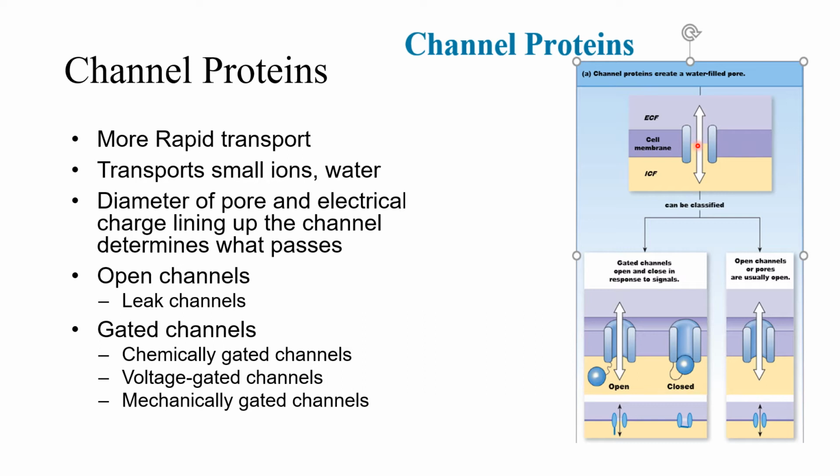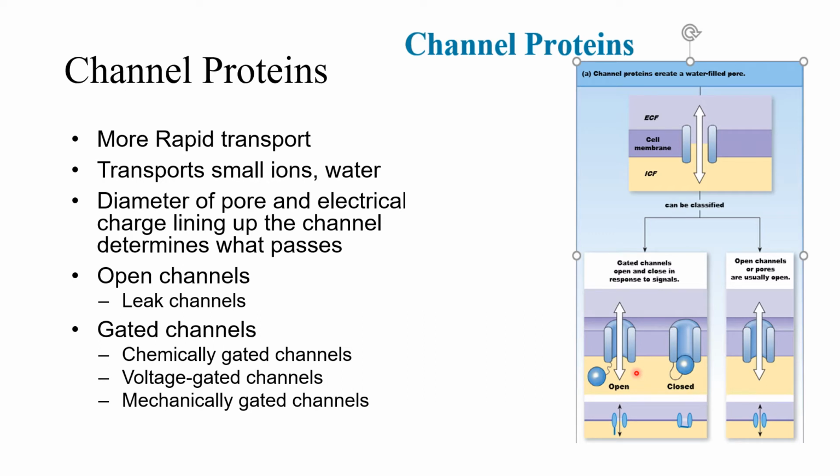Some of these proteins are known as open channels, or we refer to them as leaky channels. Those leaky channels are actually open most of the time, allowing substrates to either pass into or out of the cell. Some of those channels are known as gated channels, and the reason why they're known as gated channels is because most of the time they are closed, and they will only open based on certain circumstances.